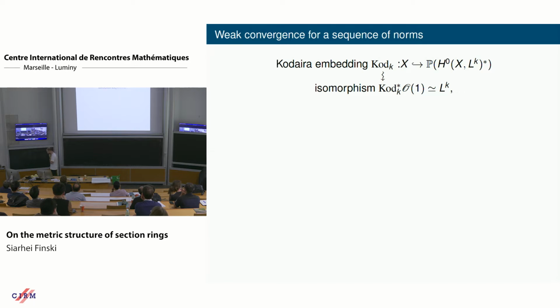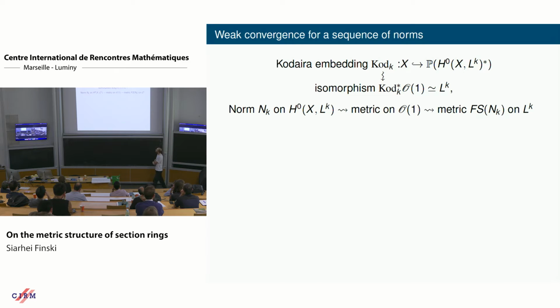For this, I would like to recall that Kodaira embeddings are defined as embeddings of a manifold X into the projectivization of the dual of our cohomology. So essentially, it sends a point x to the hyperplane in this space given by the holomorphic sections vanishing at your point. And these Kodaira embeddings give a canonical identification between the pullback of the canonical line bundle on the projective space and the tensor power of my line bundle.